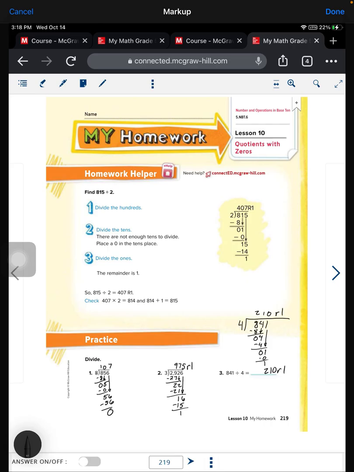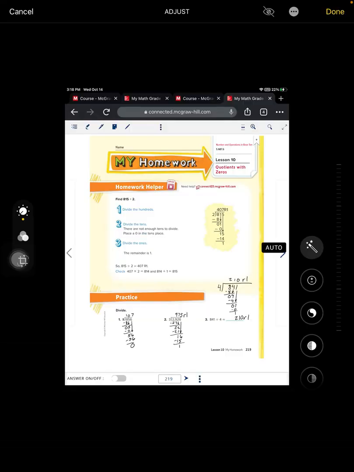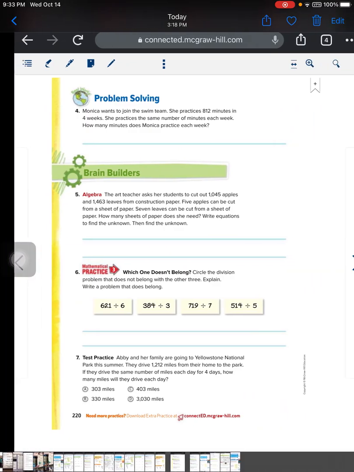Good job. Okay, double check your answers. Make sure your work is showing your arrows. Let's go to the next page.